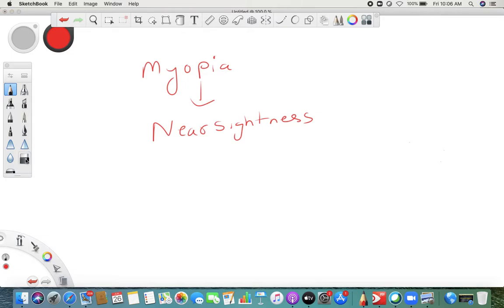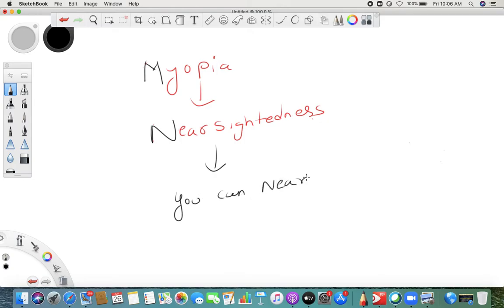In nearsightedness, what happens is, I remember it like this, that I remember M and N. What do you mean by M and N? You know that alphabets come one after another. So when you see myopia, it means nearsightedness. Nearsighted means you can see near objects clearly.